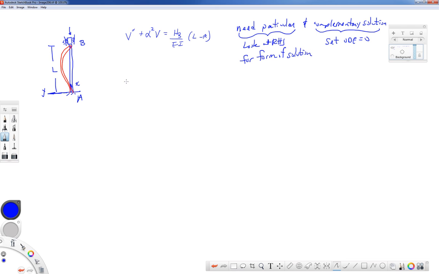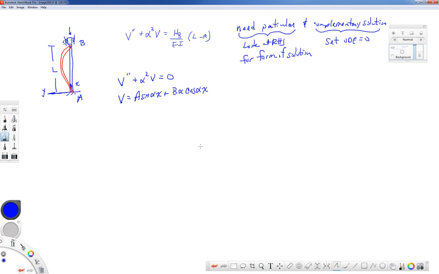Now, when the ODE is set equal to 0, we've already talked about that. The solution to this one is V is equal to A sine alpha x plus B cosine alpha x. So let's focus more today in this lecture on the particular part.